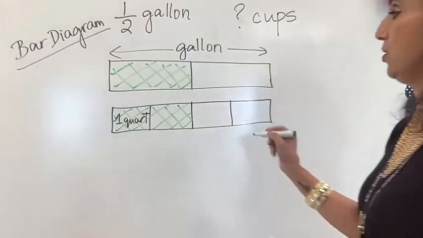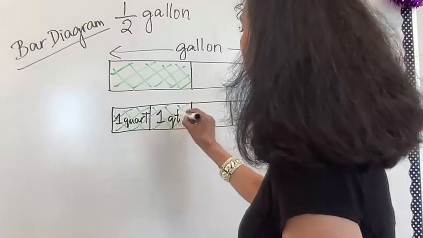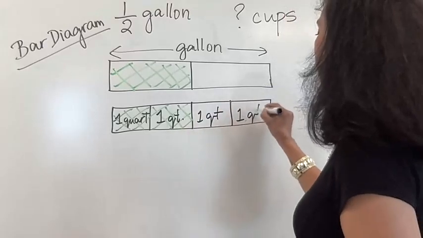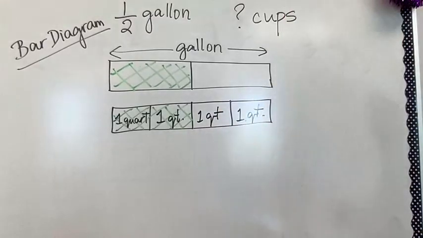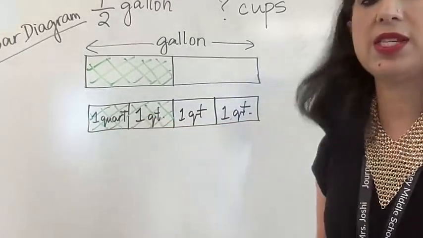All right. So this is 1 quart. This is 1 quart. This is 1 quart. And this is 1 quart. Because there are 4 quarts in a gallon. So how many quarts are there in 1/2 gallon? There are 2 quarts in 1/2 gallon.